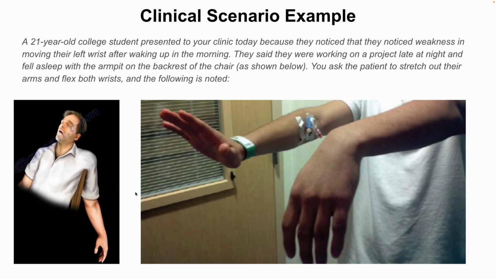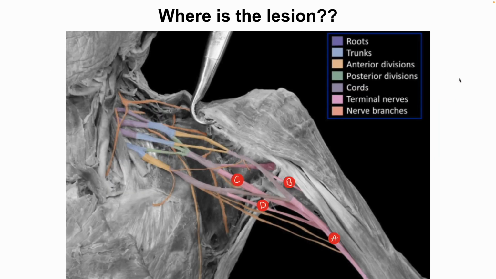And this is what they have here. This is a clinical sign called wrist drop. So let's think about it for a second. Where is the lesion for this patient? You can answer this question by a process of elimination. You do not need to know the names of all these nerves. But let's think about it.